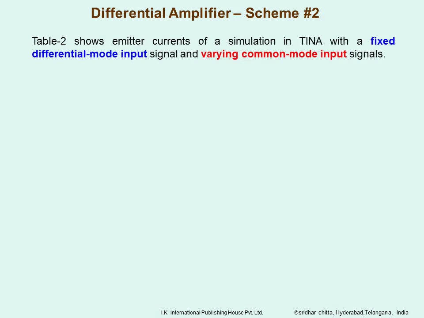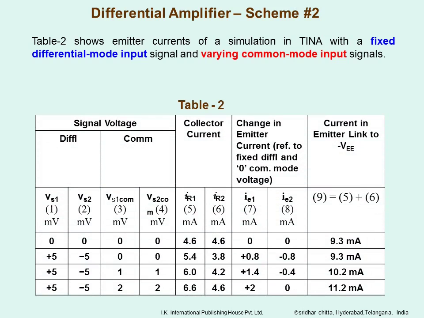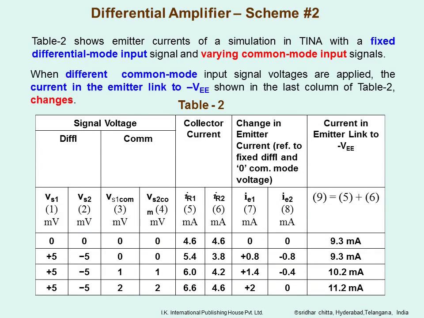Table 2 shows emitter currents of a simulation in TINA with a fixed differential mode input signal and varying common mode input signals. When different common mode input signal voltages are applied, the current in the emitter linked to minus VEE, shown in the last column of table 2, changes.